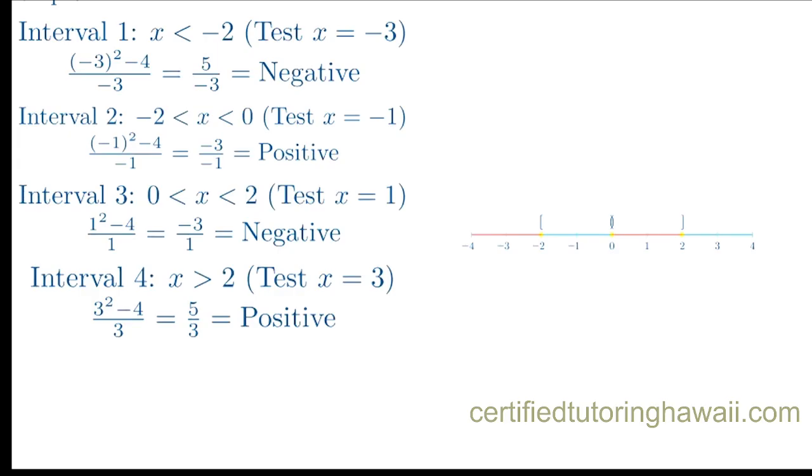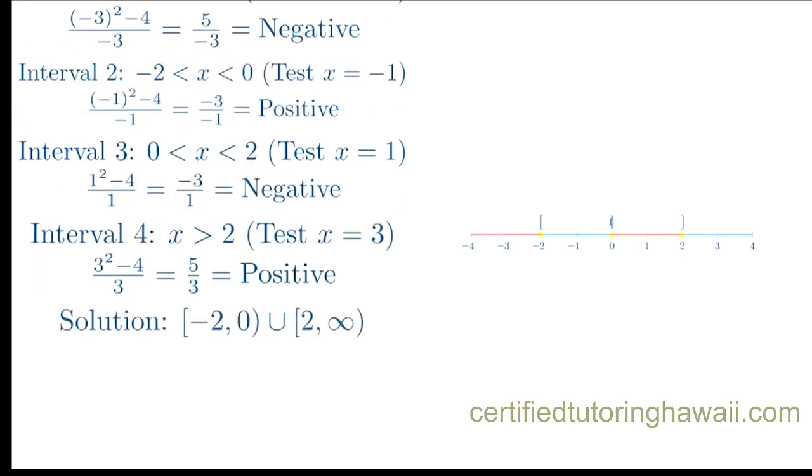Our original inequality asked when the function was greater than or equal to 0. So we're looking for the positive results. The intervals that are positive are between negative 2 and 0, and from 2 to infinity. Putting it together, our solution is x is greater than or equal to negative 2 and less than 0, or x is greater than or equal to 2. Notice the parenthesis at 0 because it's undefined, and brackets at negative 2 and 2 because the function is 0 there.